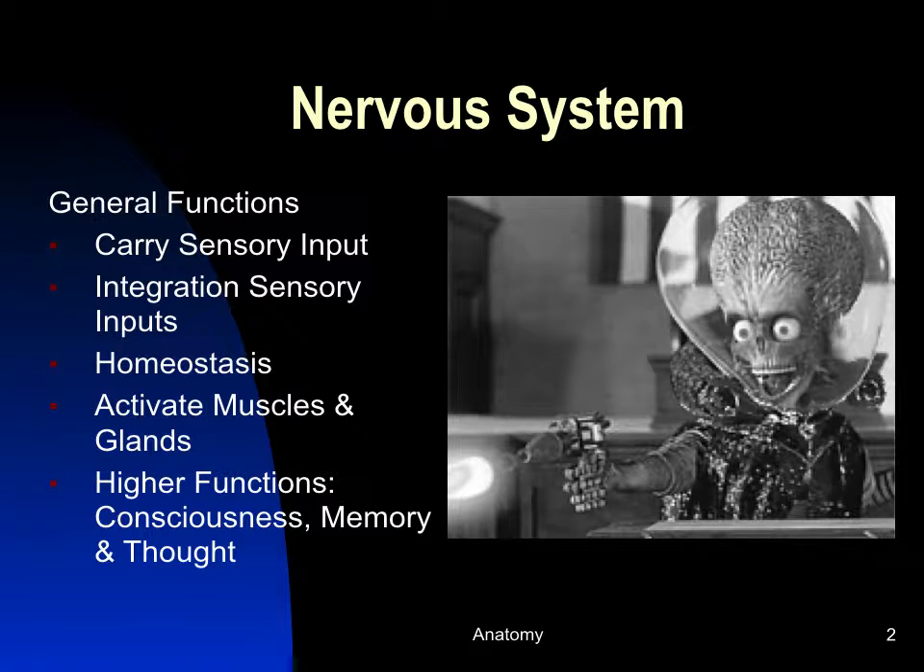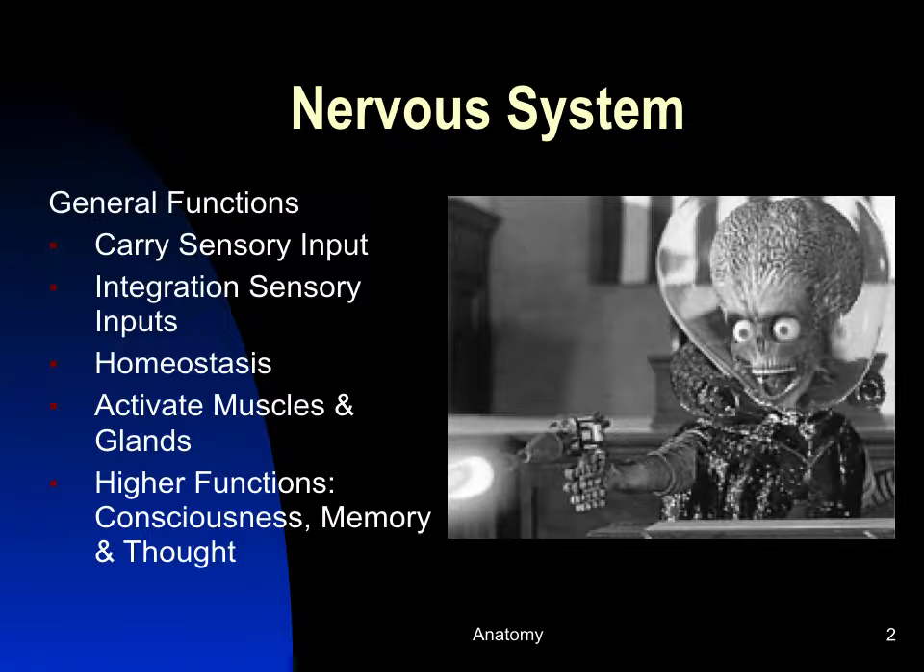The nervous system also contains areas that monitor organs, monitor sensory input from organs, and are involved with homeostasis. So this sensory input is not just from the external environment, but it's also from the internal environment. And as part of homeostasis and several other things, the nervous system also activates muscles and glands. This is referred to as motor function.